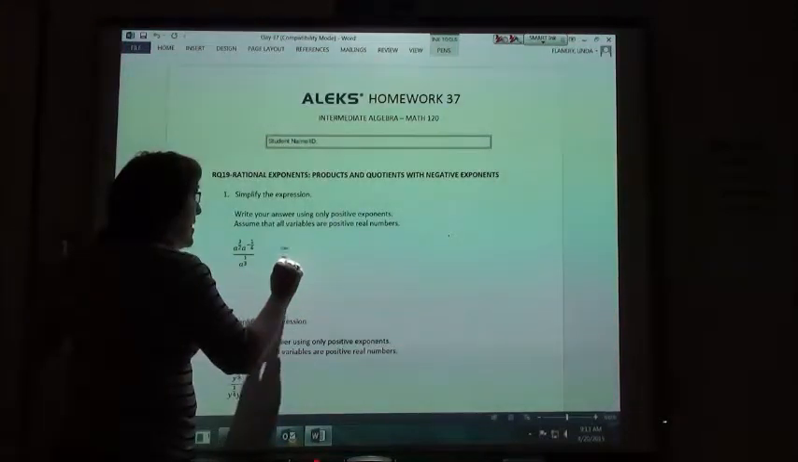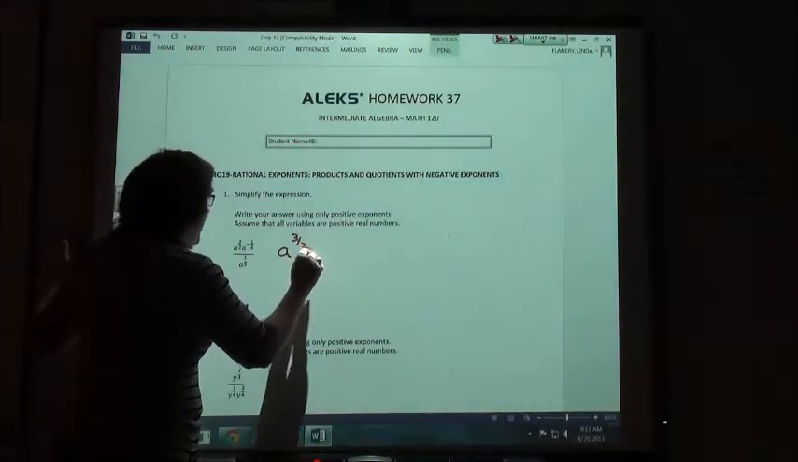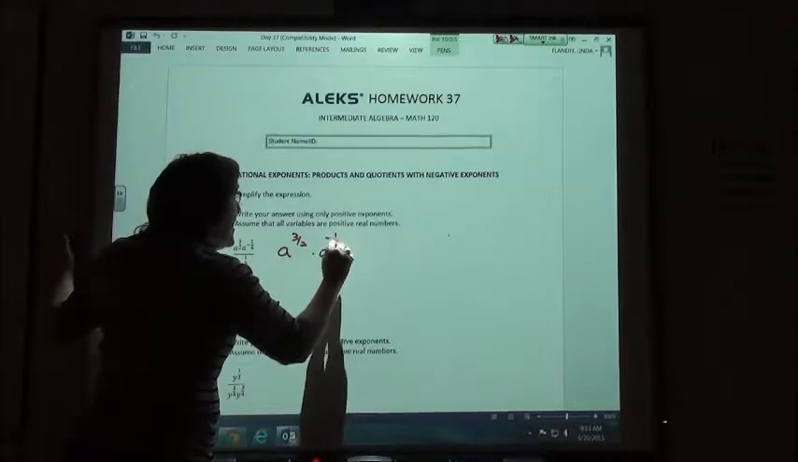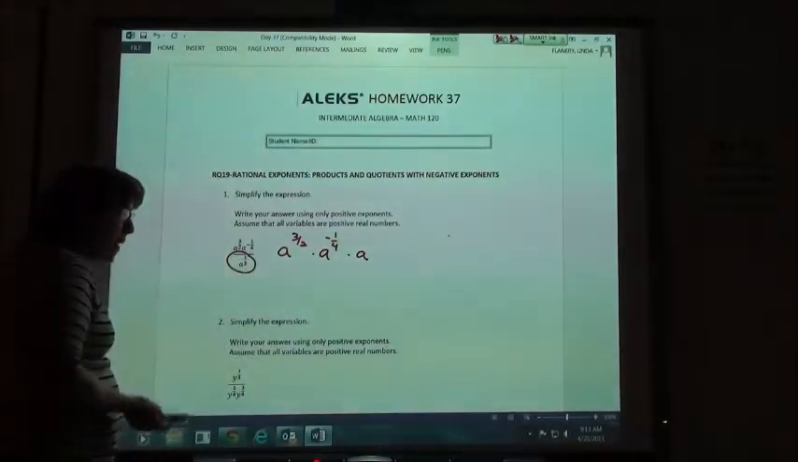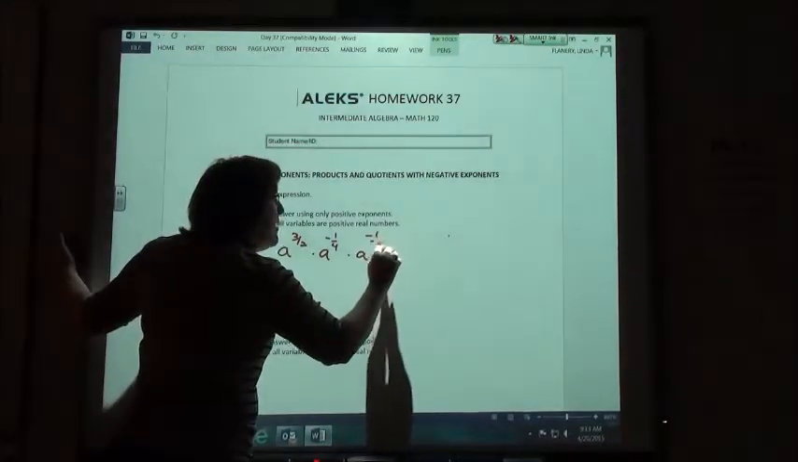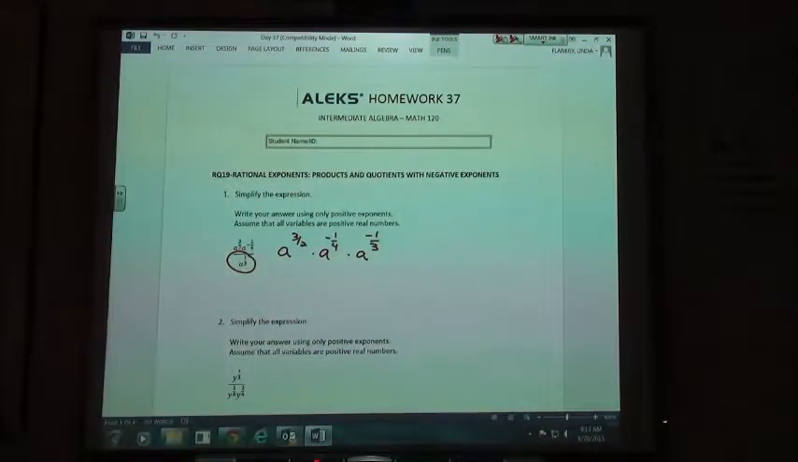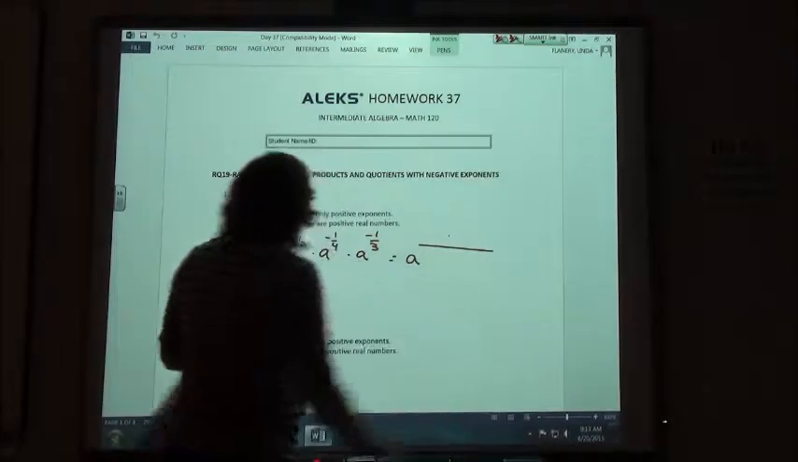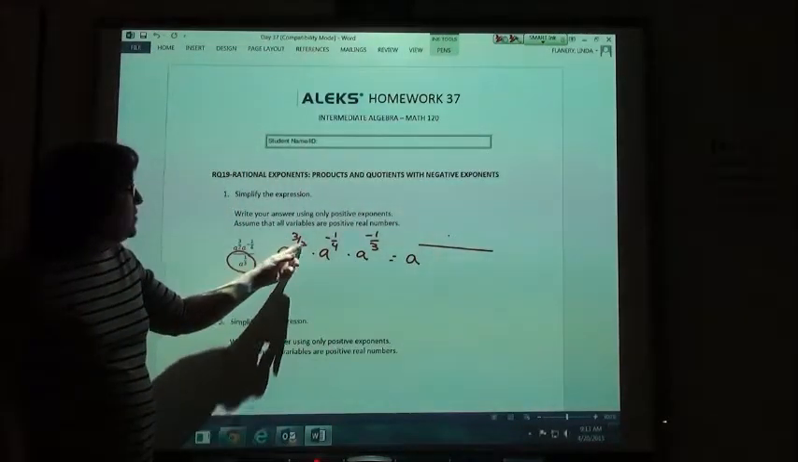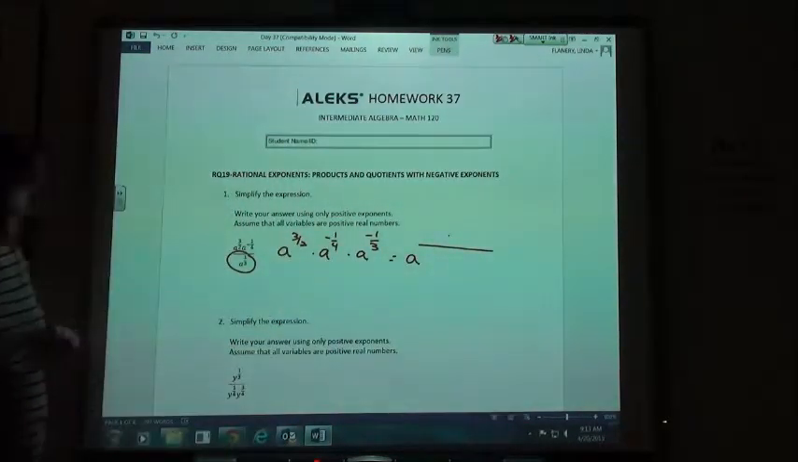So this would be written as a to the 3/2 times a to the negative 1/4 times a to the, and instead of this being positive 1/3, we're going to make it a negative 1/3. Then we can use our rule: when we're multiplying with the same base, we add the exponents. So basically we're just adding and subtracting fractions, so we have to have a common denominator. My common denominator in this case, if I have a 2, a 4, and a 3, looks like I'd have to use 12.